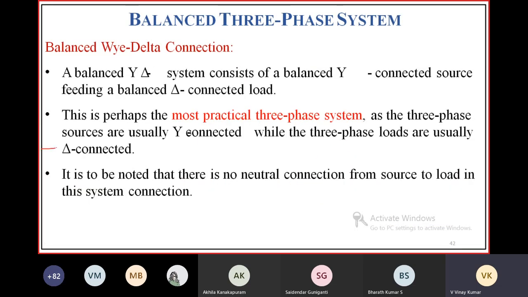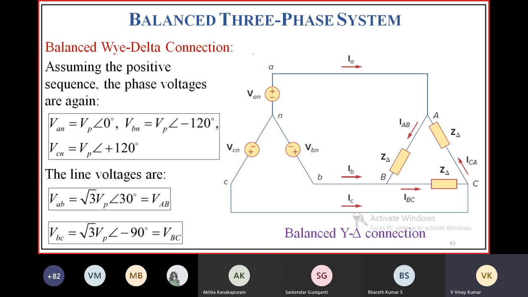Coming to this star delta connection: star connected source, delta connected load. Now, you know all our phase voltages: V_AN is equal to V_p at an angle 0 degrees, V_BN is equal to V_p at an angle minus 120 degrees, V_CN is equal to V_p at an angle minus 240 degrees, or V_p at an angle plus 120 degrees, both are equal. In a star connected source, line voltage is equal to root 3 times the phase voltage at an angle 30 degrees, right?